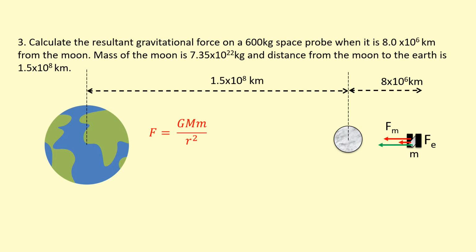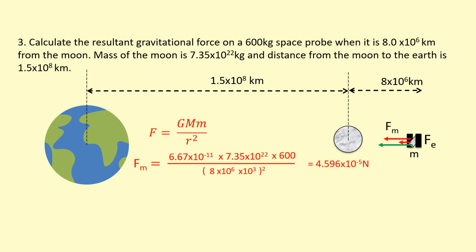Let's use Newton's law of gravitation. Let's figure out the force from the moon first. So the gravitational constant times the mass of the moon times the mass of the space probe divided by the distance. Now it's 8 times 10 to the 6 kilometers, so times that by 10 to the 3 to turn into meters, and then don't forget to square it. Okay, that gives us the force from the moon.